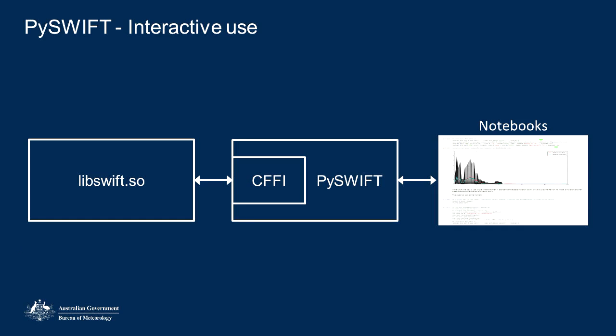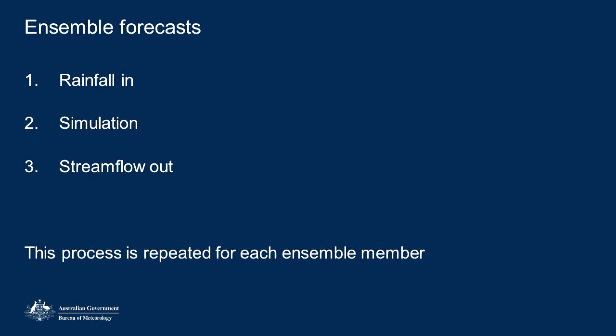And then on the right, finally, is the notebooks. So this is what users use. So the specific example I'm going to go through now is Ensemble forecasts. The first diagram I showed you was about rainfall in simulation, streamflow out. But now we can have more than one time series of rainfall as an input. And say in practice, you might have 1,000 Ensemble time series, and then 1,000 Ensemble time series output.